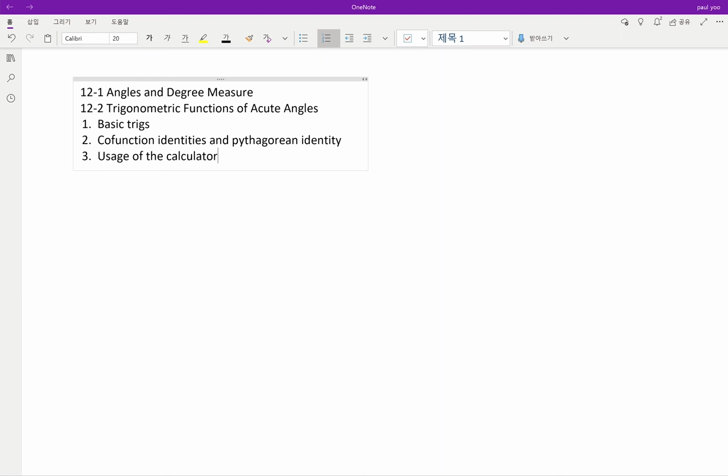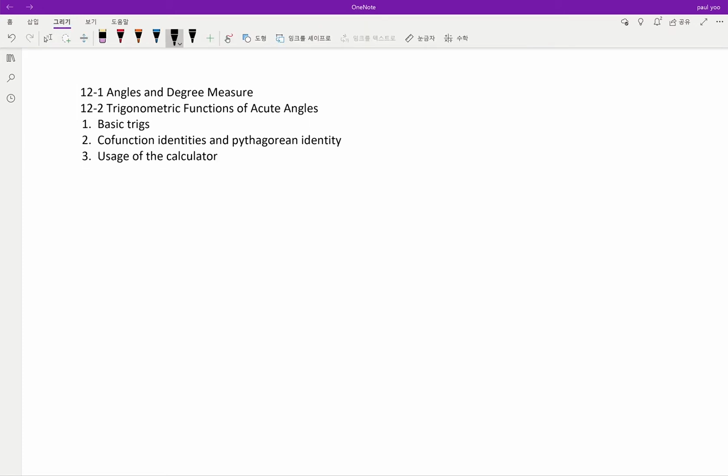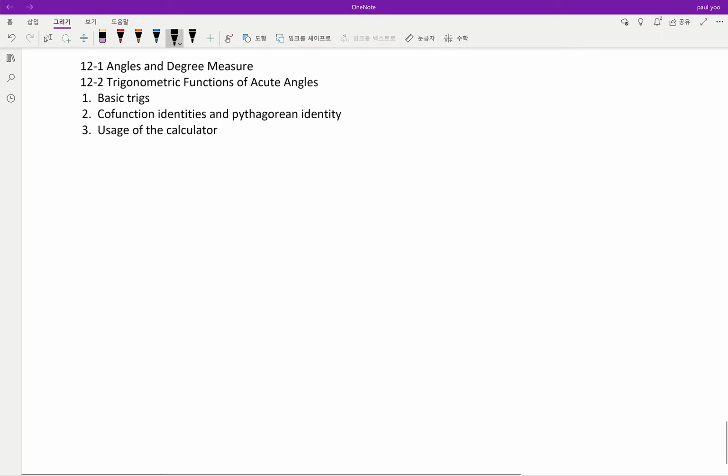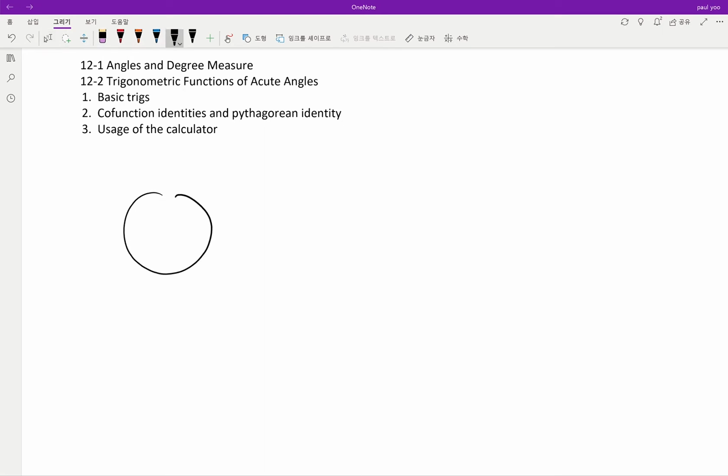In this video, I will be talking about angles and degree measure in 12-1 and trigonometric functions of acute angles in 12-2. So in angles and degree measure, we know from the circle, one complete circle is called one revolution. And this is also equivalent to, or congruent to, 360 degree measure.